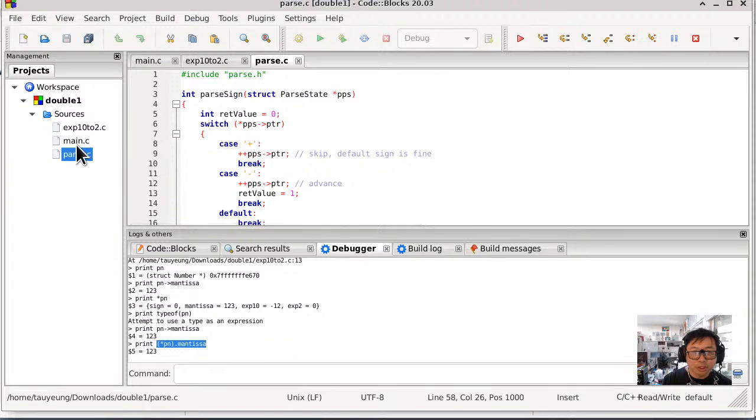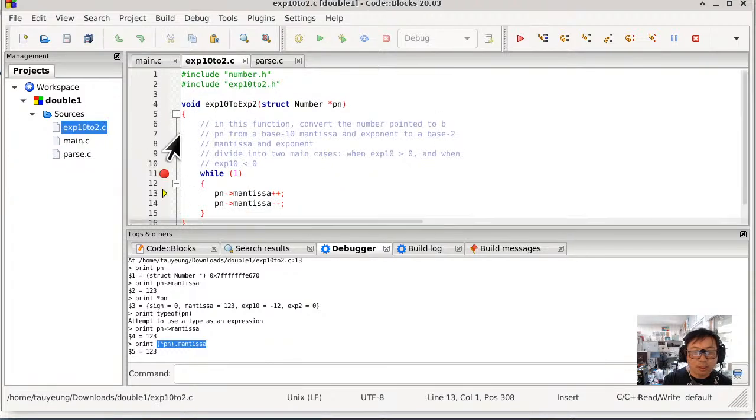Okay, do not change anything in main or parse. The only code you're supposed to change is in this file. Some of you probably will recognize and go like, hey, there's one thing I need to do again and again and again. Can I write my own subroutine?